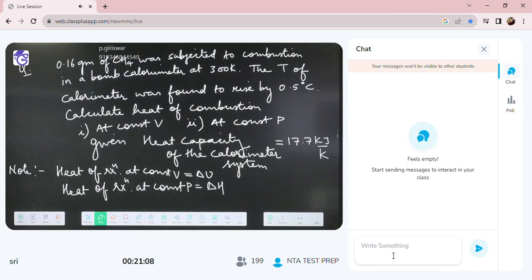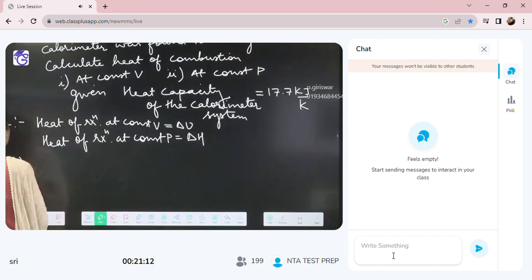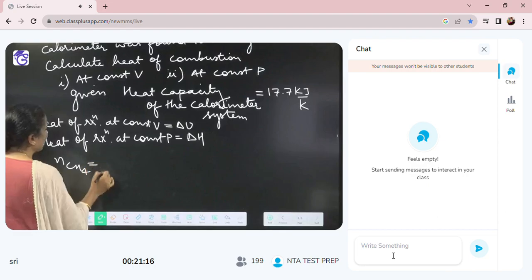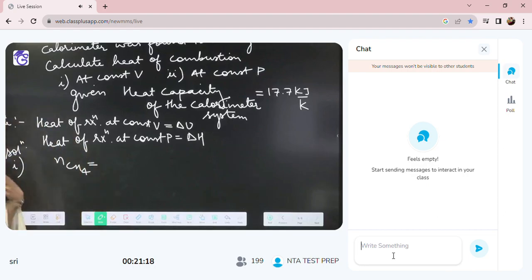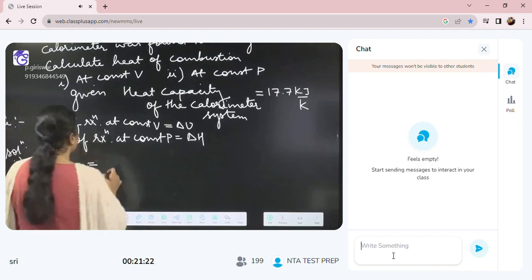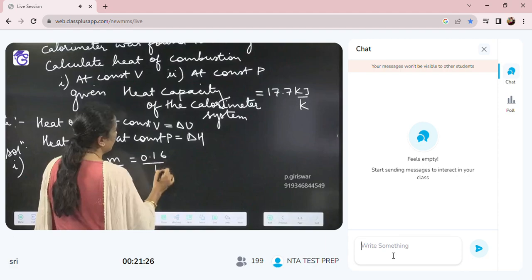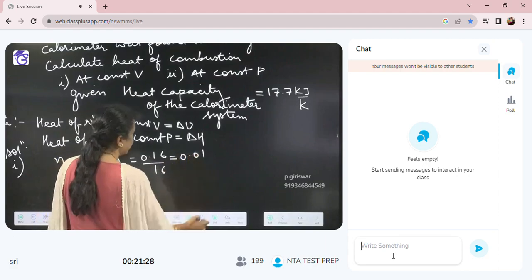Correct. See, the thing is, things are very simple here. They have given you 0.16 gram, right? So first of all, find out the number of moles of CH4, because in that formula, N is what? Number of moles of the substance which is undergoing combustion. So here, mass upon molar mass, you will be having 0.16 divided by 16, which will give you 0.01.